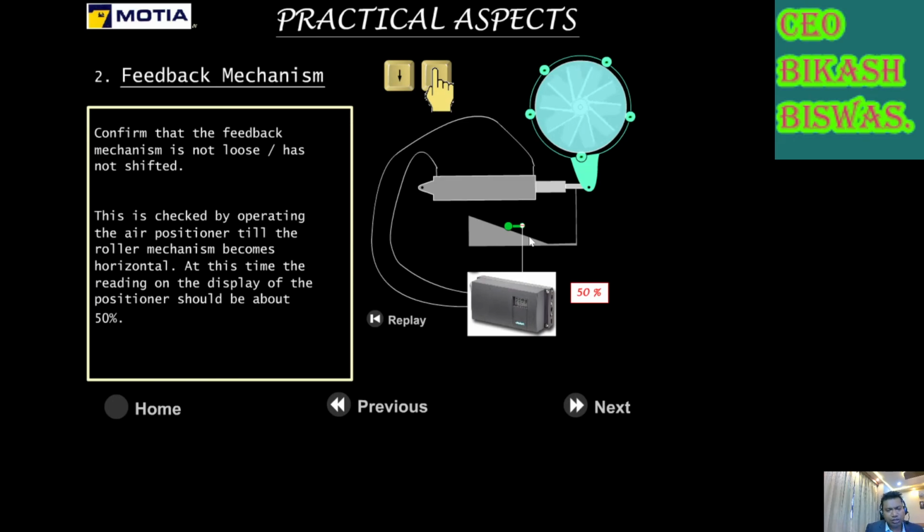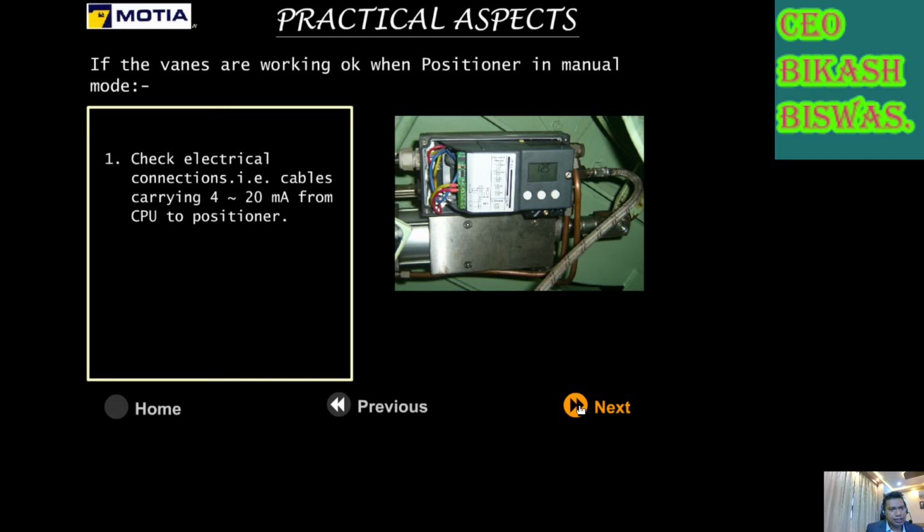So if it is not like that, if it has not become horizontal or 50% is not there, this means there is a problem with the feedback. So you have to correct that. Either the roller or the linkage, somewhere there is a problem.